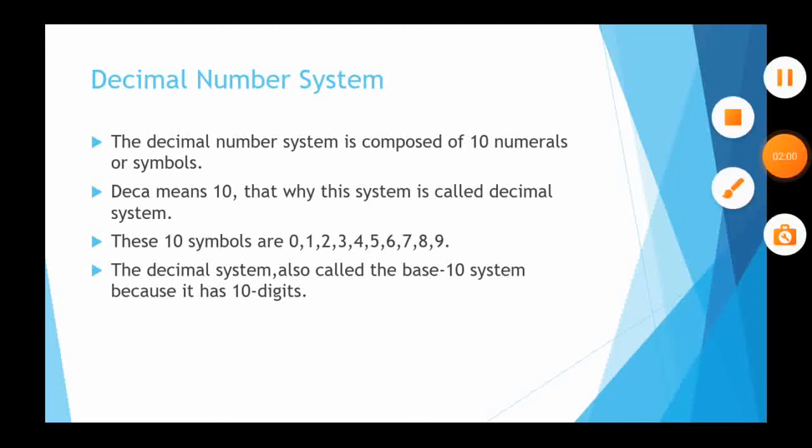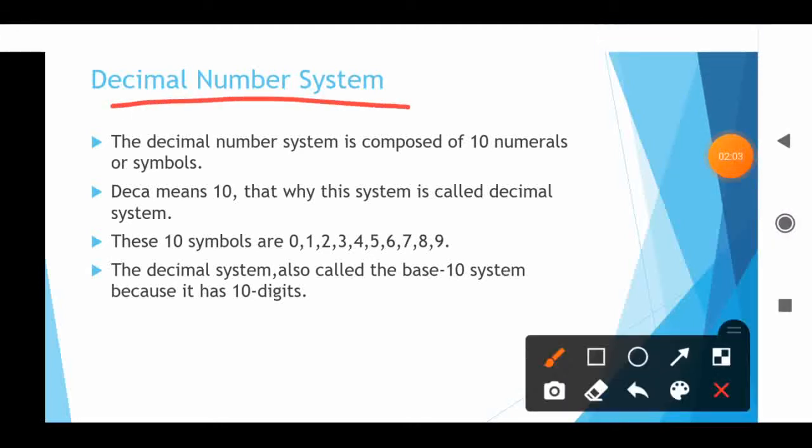The first number system is the decimal number system. It is also called what? Base 10. Deca means 10. That's why the system is called the decimal system. The decimal system is composed of 10 numerals or symbols. These 10 symbols are 0 to 9. You can represent the values from 0 to 9 in the decimal number system.